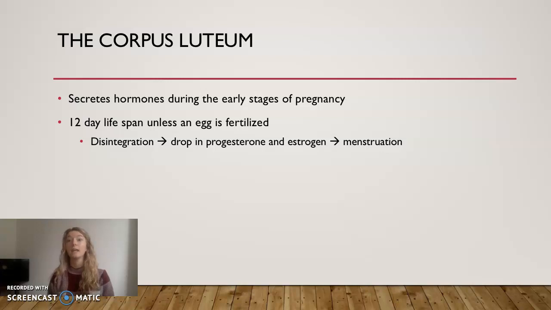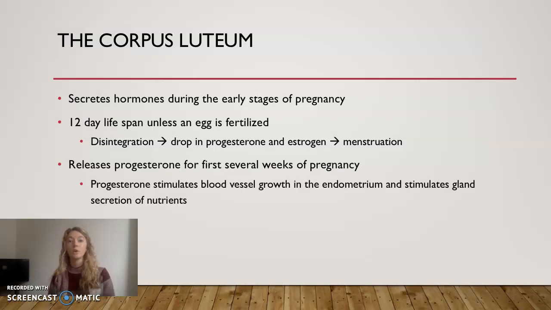However, if an egg is fertilized and the blastocyst successfully implants on the uterine wall, the developing embryo can send a signal to the corpus luteum that will prevent its disintegration. This allows it to remain present for the first several weeks of pregnancy. The corpus luteum releases progesterone, which stimulates endometrial blood vessel growth and also nutrient secretion from various glands.